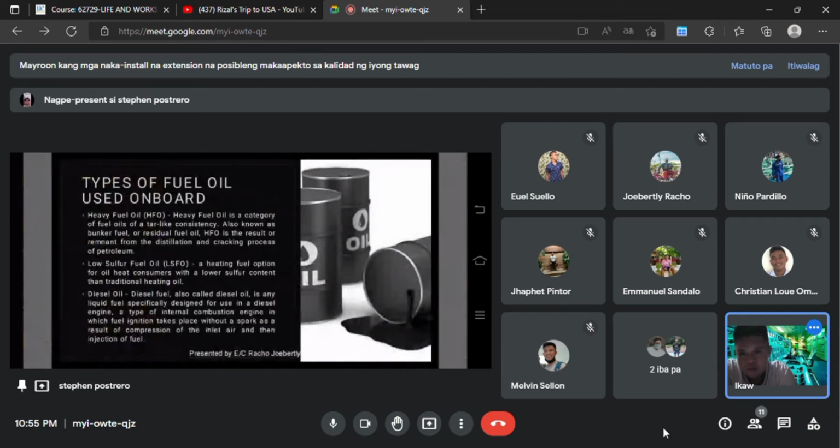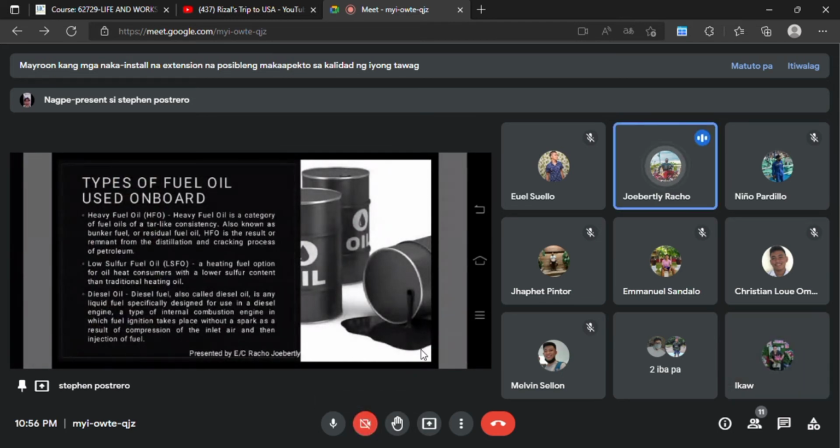Types of fuel oil used on board. Heavy fuel oil or HFO. Heavy fuel oil is a category of fuel oils of a tar-like consistency, also known as bunker fuel. Residual fuel oil, HFO, is a result of remnants from the distillation or cracking process of petroleum.